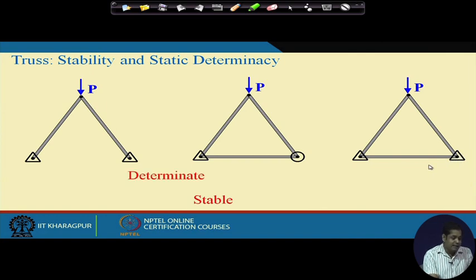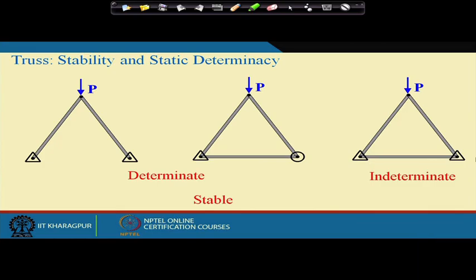Now what happens in both this case and this case? Both of these 2 configurations are determinate configurations, and this configuration is an indeterminate configuration. Now, why am I saying that this configuration is determinate and this configuration is indeterminate? Okay. Now, what is determinate? Go back to the definition of a determinate structure. If the number of equations available, or the number of information available, is equal to the number of unknowns to be determined, then the structure is determinate. And indeterminate is when the number of unknowns is more than the number of equations available.